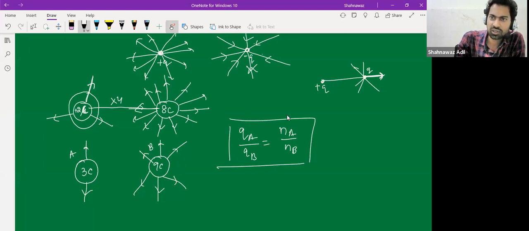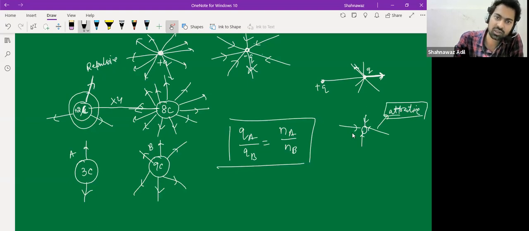So Aisha, you asked the question, right? Yeah. So this outward direction tells me about this repulsive nature, right? And this incoming tells me about this attractive nature. So this is the meaning of this outward and inward direction. Understood, Aisha?